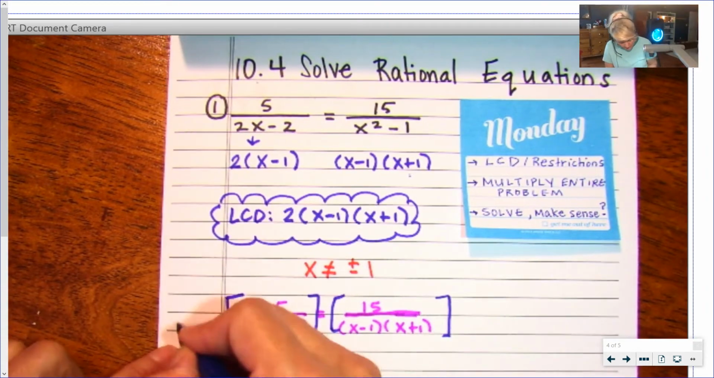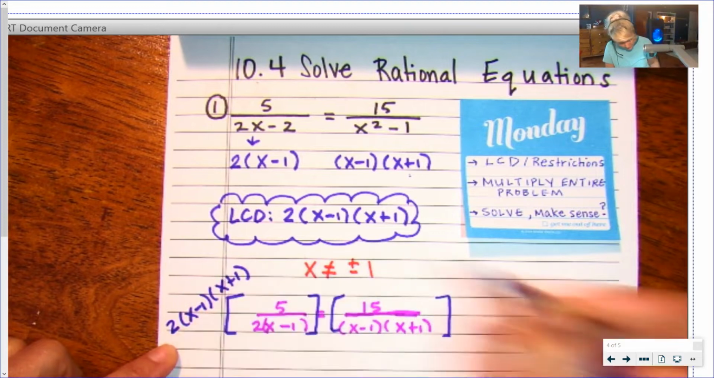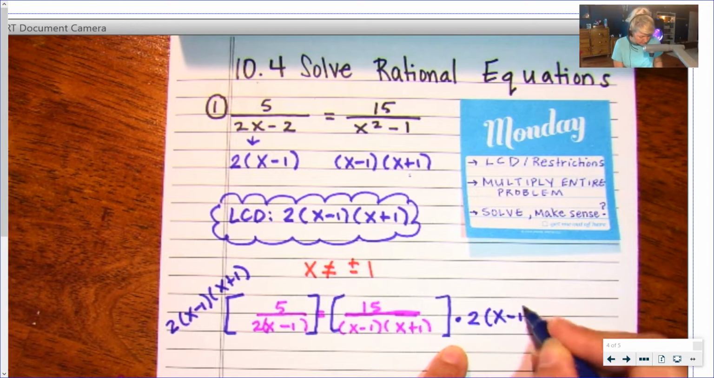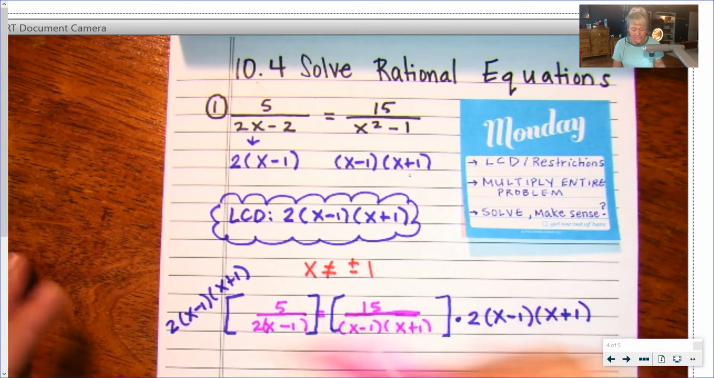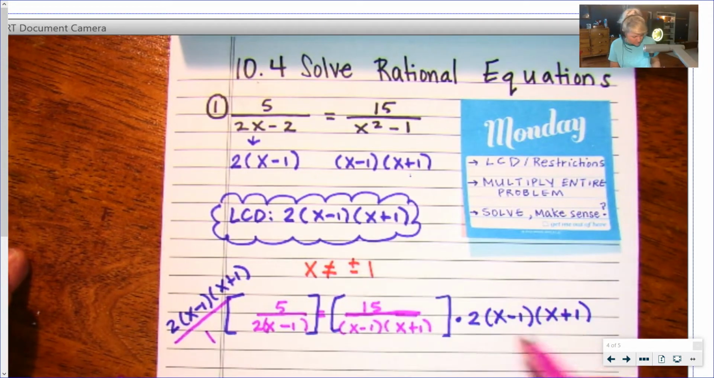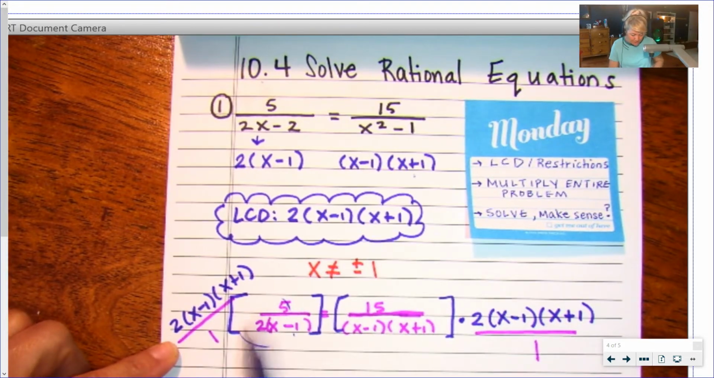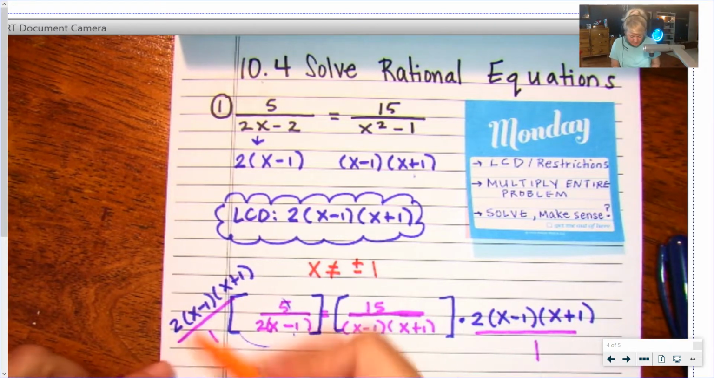Remember, the least common denominator is here, so I'm going to multiply this left side. I'm going to multiply the right side. I have a little more room over here so I can write it regular where it's not slanted. And remember, just like when you were simplifying a rational expression, this is a whole number. It's kind of like over 1. And if I am multiplying this fraction by this fraction, remember whatever is on top can cancel or simplify if it has the same thing on the bottom.